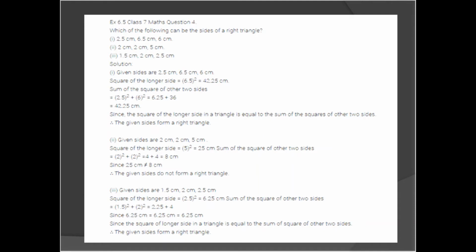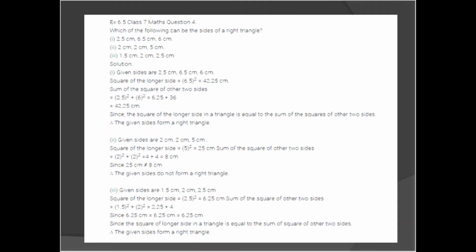Which of the following can be the sides of a right triangle? In this, the given sides are 2.5 centimeter, 6.5 centimeter and 6 centimeter. So the square of the longer side, that is 6.5 centimeter, is equal to 42.25, and the sum of the squares of the other two sides is 2.5 square plus 6 square, equal to 6.25 plus 36, equal to 42.25 centimeter.